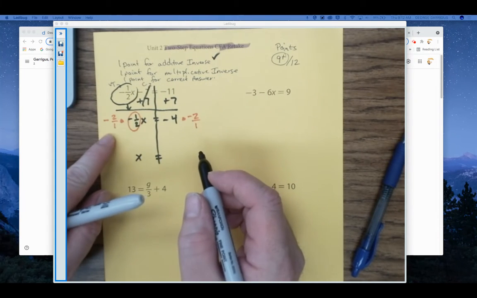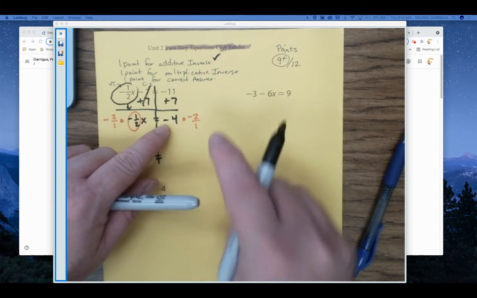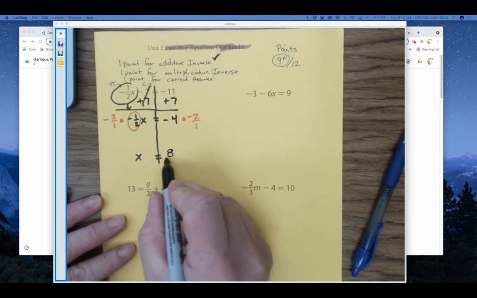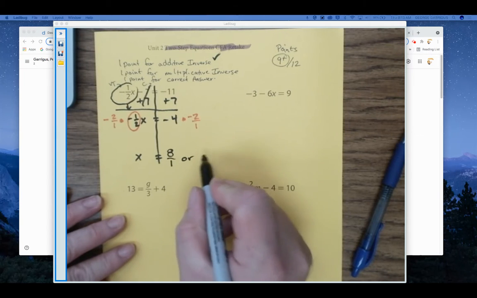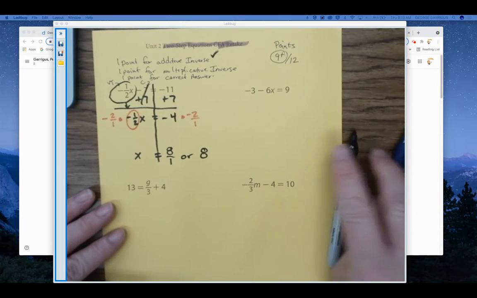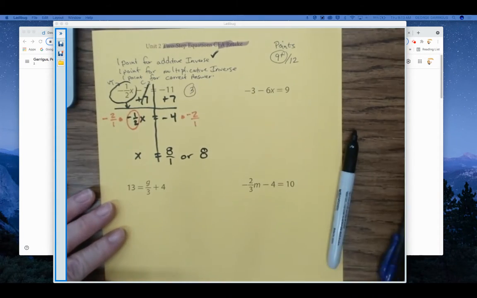The whole purpose of this was to get us to 1x, which we have. And now we have negative 4 times negative 2 is positive 8 over 1, or just 8. Super simple. That's worth 3 points. You'll see on your test a 3.